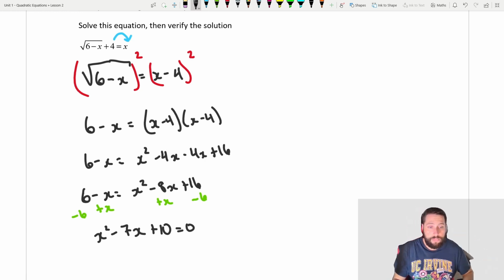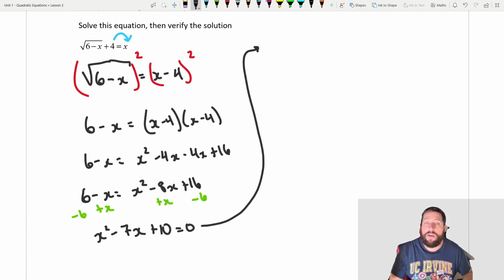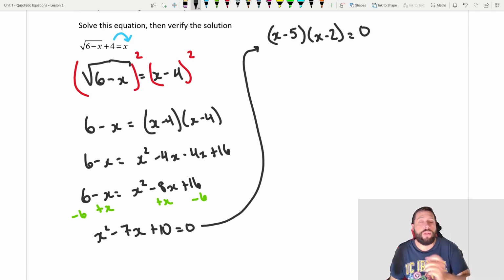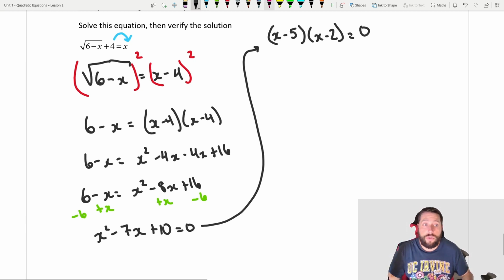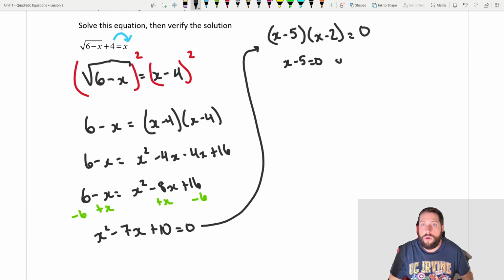So that means that this splits up into x minus 5 and x minus 2, and that's all equal to 0. Solve to make sure it works. So we have x minus 5 is equal to 0, or x minus 2 is equal to 0. That means that x equals 5, or x equals 2.